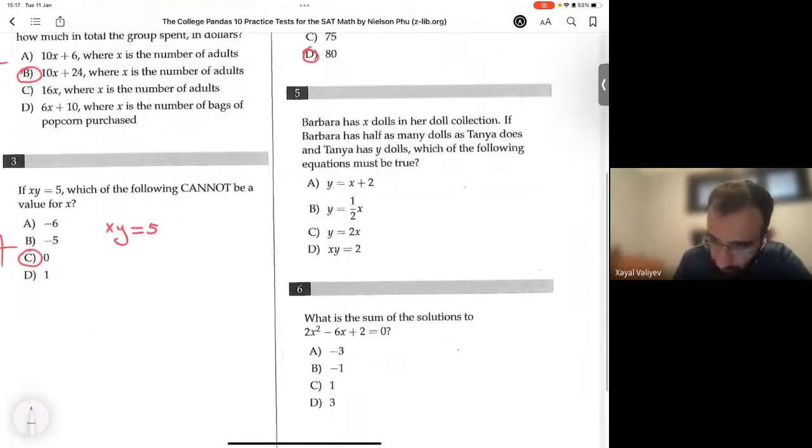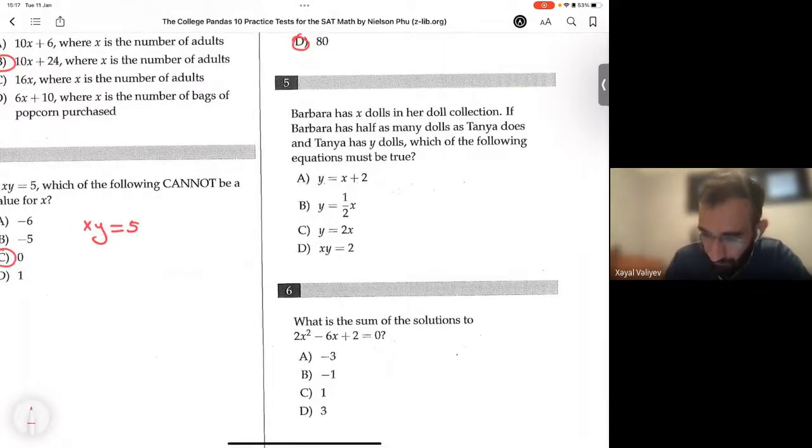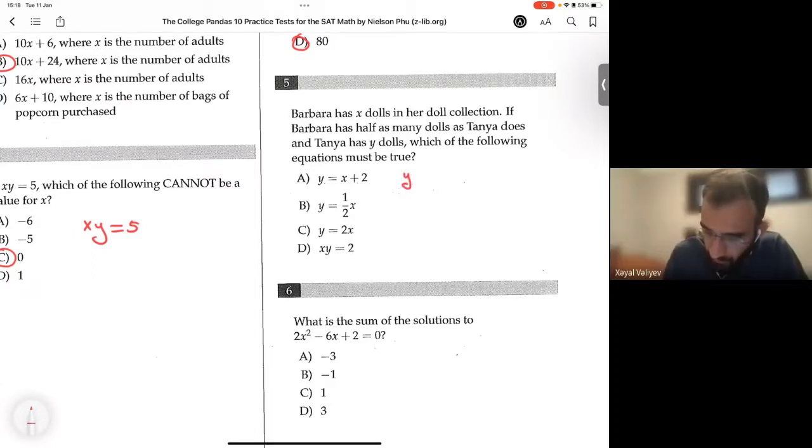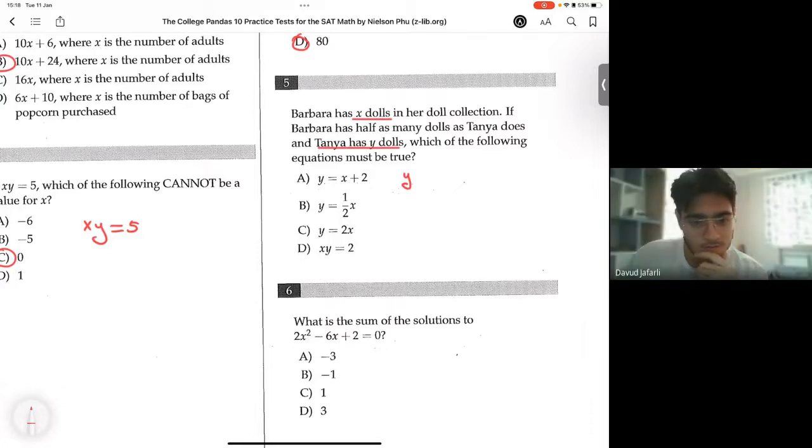Next one. Barbara has X dolls in her doll collection. If Barbara has half as many dolls as Tanya does, and Tanya has Y dolls, which of the following equations must be true? Barbara has half, one over two. So Barbara has X dolls and Tanya has Y dolls, right?